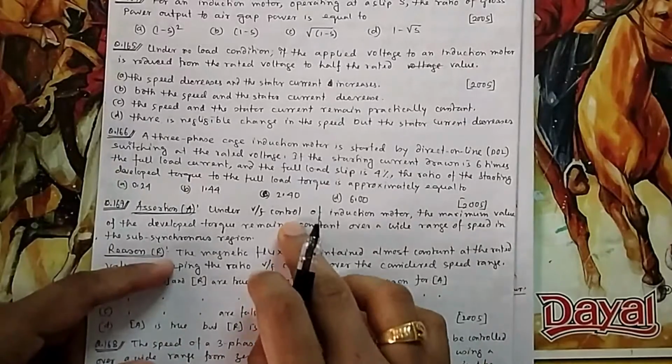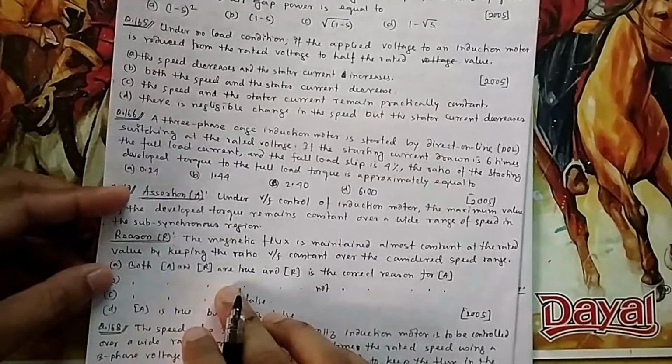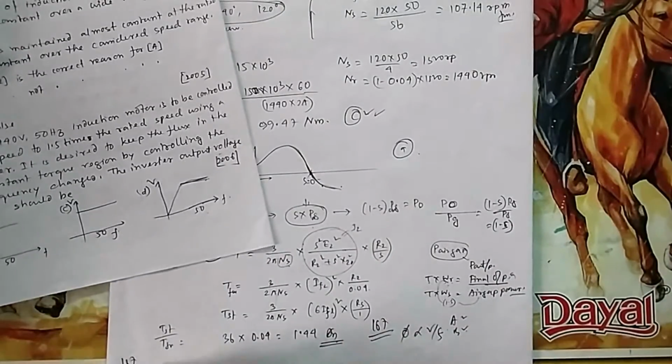Because phi is constant, that's why secondary E2 is constant. That's why I2 is constant. That's why your torque is constant. So that means both A and R are true, and R is the correct explanation of A. That is option A, question 167.